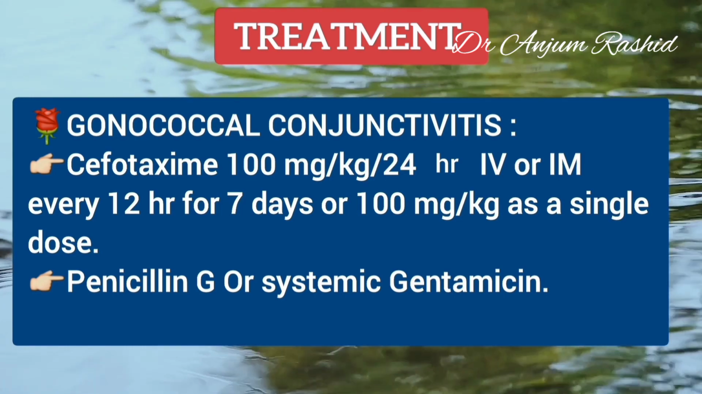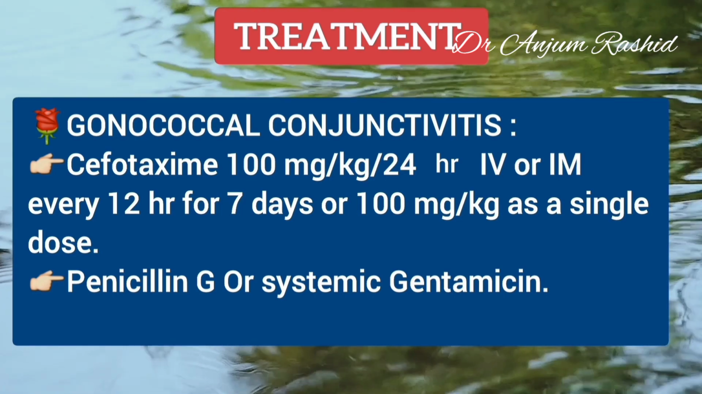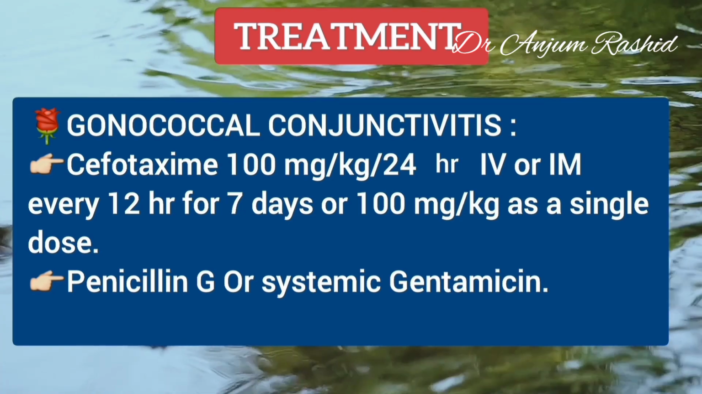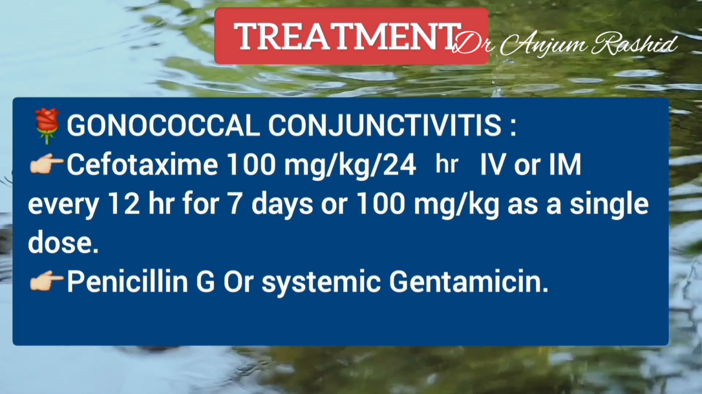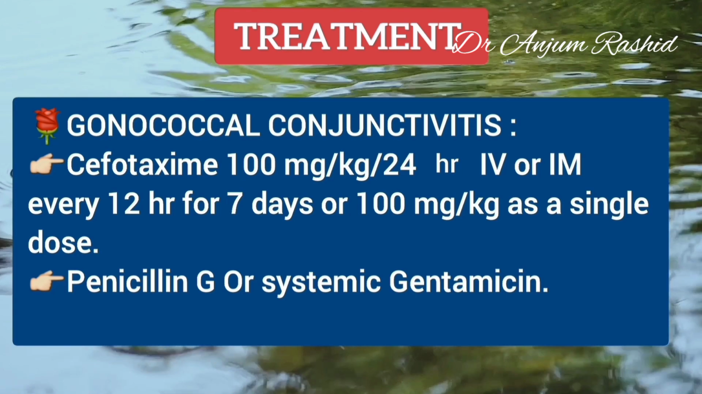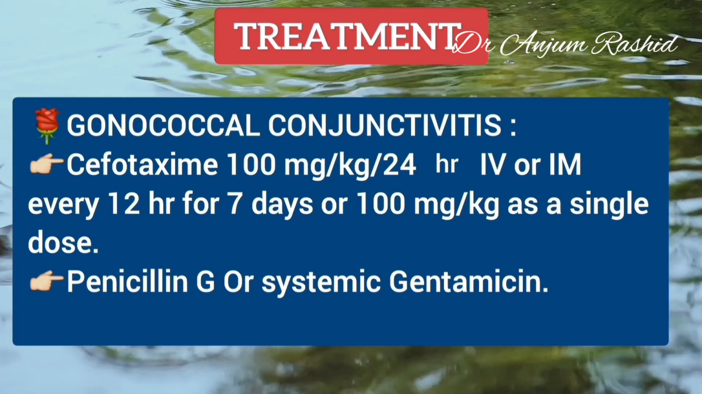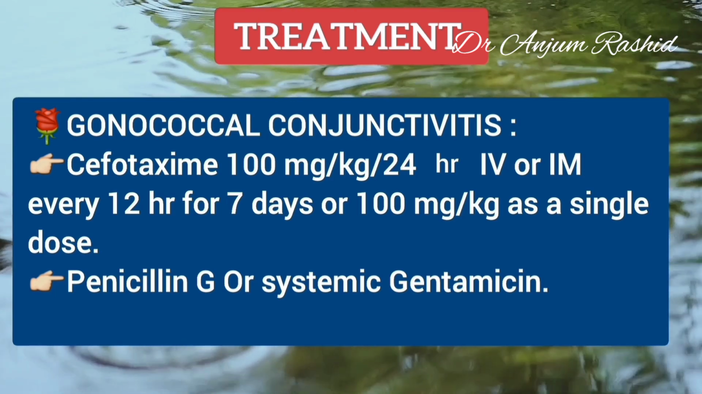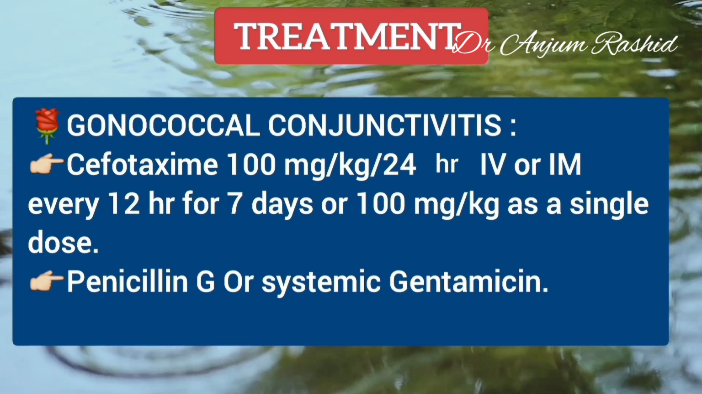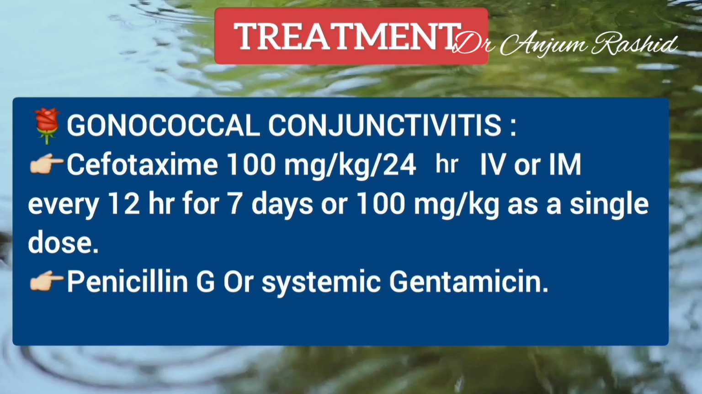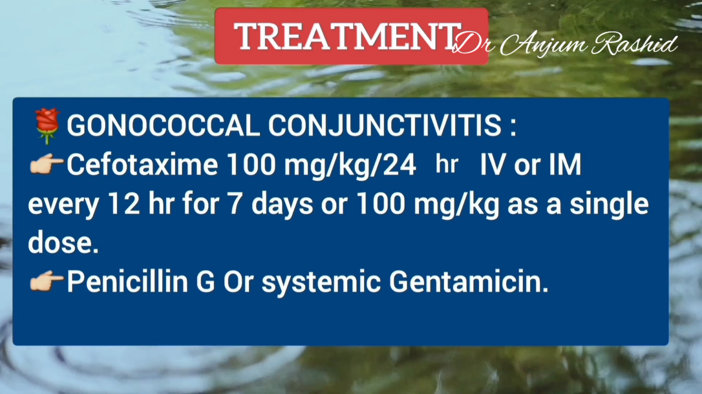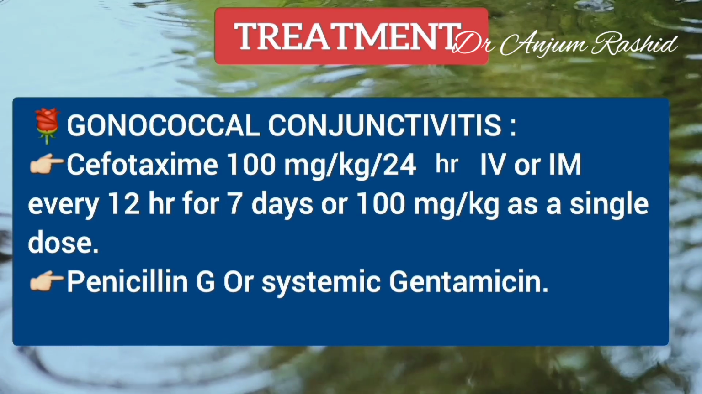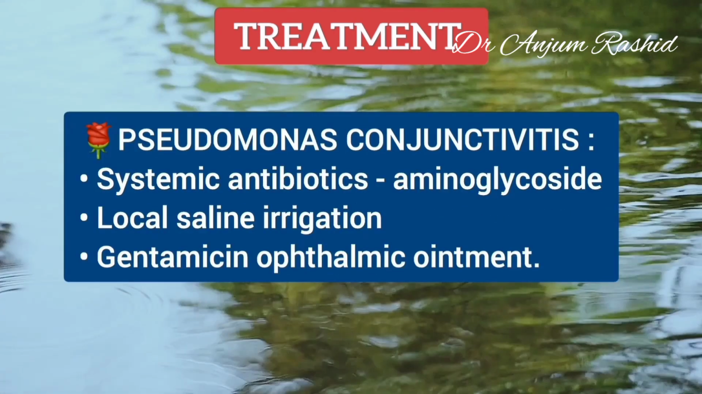Alternative treatment for gonococcal conjunctivitis is cefotaxime. In case of extraocular involvement and severe infection, the dose is 100 mg per kilogram per day intravenously or intramuscularly every 12 hours for 7 days. But in case of mild infection, single dose of 100 mg per kilogram is enough. Other alternatives are penicillin G or systemic gentamicin, depending upon the susceptibility of the organism.